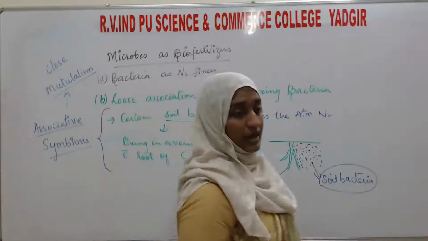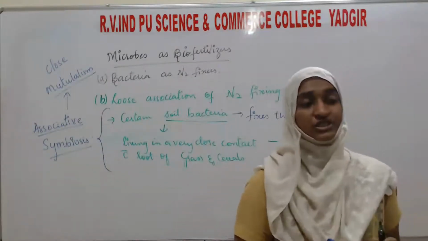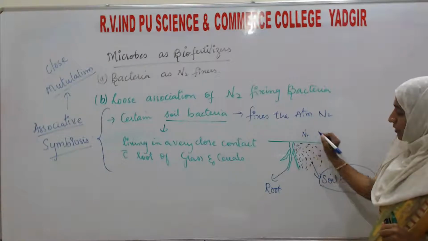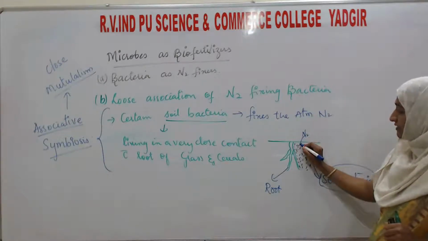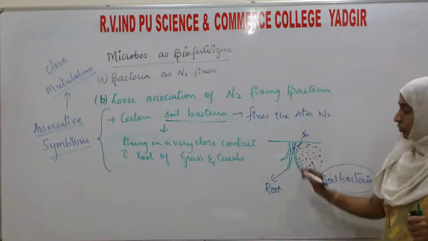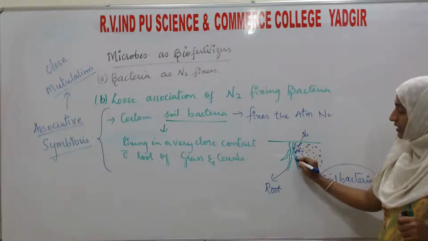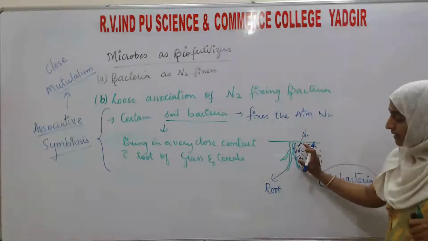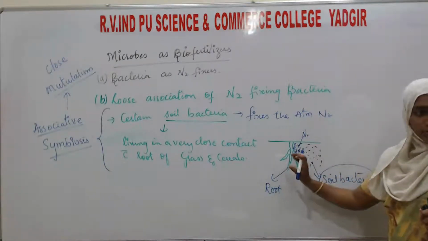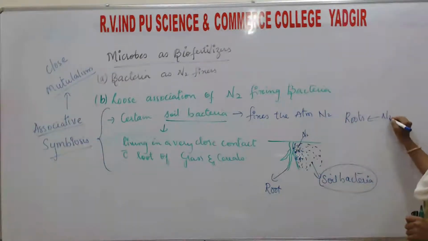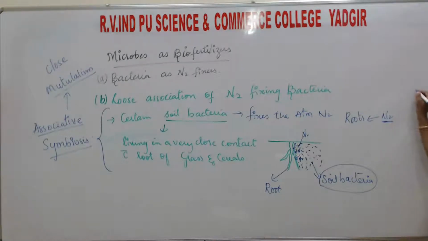See here, how they are beneficial to each other: the bacteria fix the atmospheric nitrogen and provide this nitrogen to whom? To the roots. This is one of the beneficiaries, the roots, because roots require the nitrogen. Who is providing this nitrogen? This nitrogen is provided by the bacteria.